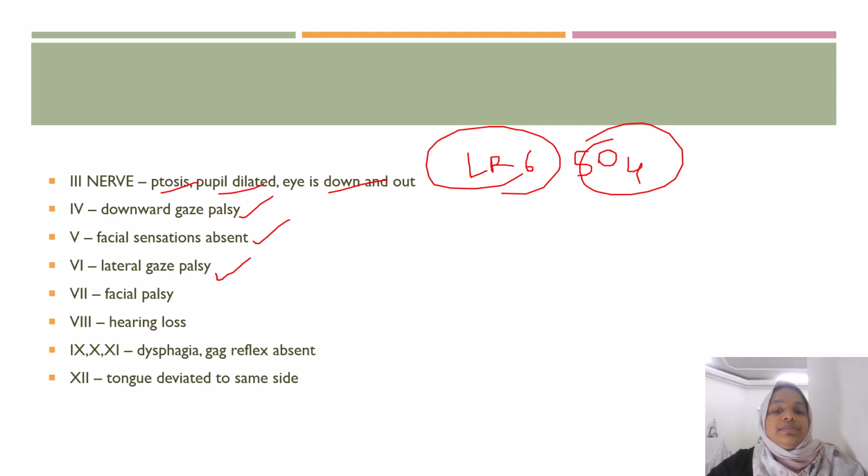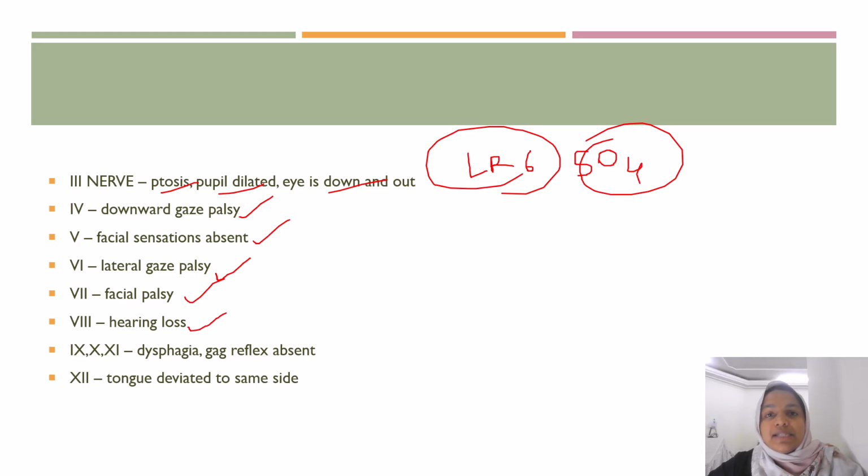Seventh, that is facial palsy, ipsilateral lower motor neuron facial palsy, which is Bell's palsy. There is a problem with eye closure, wrinkling of the forehead will be lost, nasolabial fold will be lost, and the angle of mouth will be deviated to the opposite side. Okay, in the seventh cranial nerve, the angle of the mouth deviates to the opposite side, but in the 12th nerve, the tongue deviation is to the same side. We'll talk about it in a bit.